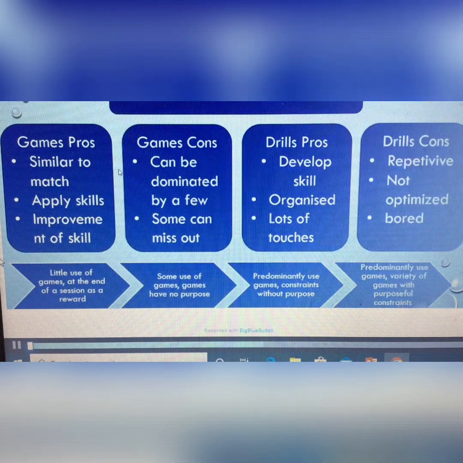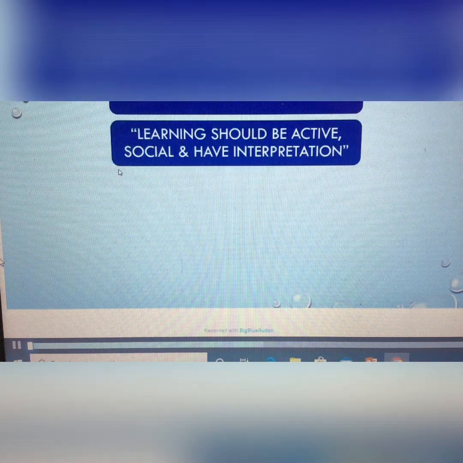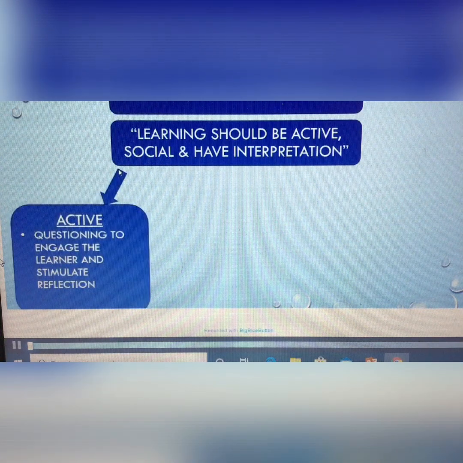So the next step we wanted to look at is complex learning, so it's a theory with regards to complex learning theory, and it's basically saying how people learn. And they said the best way that people learn is learning should be active, it should be social, and it should have interpretation involved with it. So we're going to look at them each individually. So the first one is active. So questioning and engaging the learner to stimulate reflection.